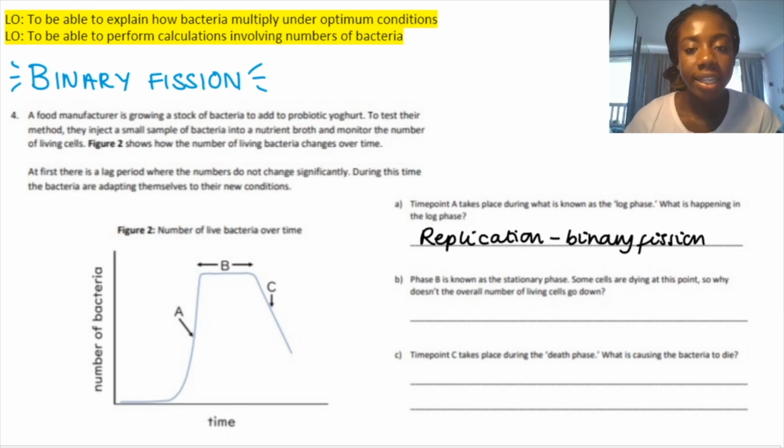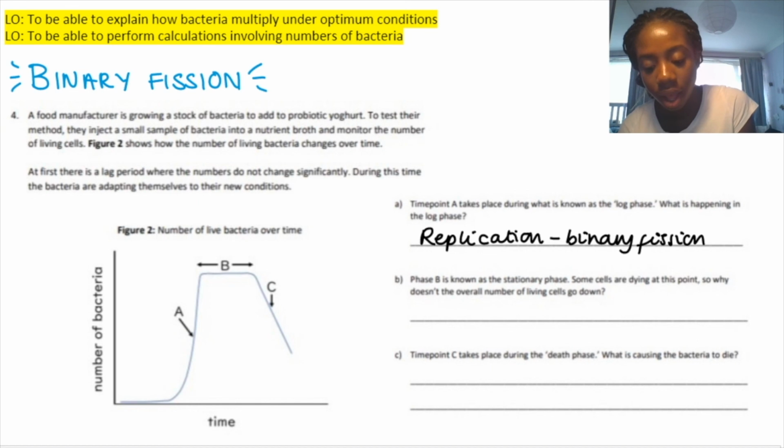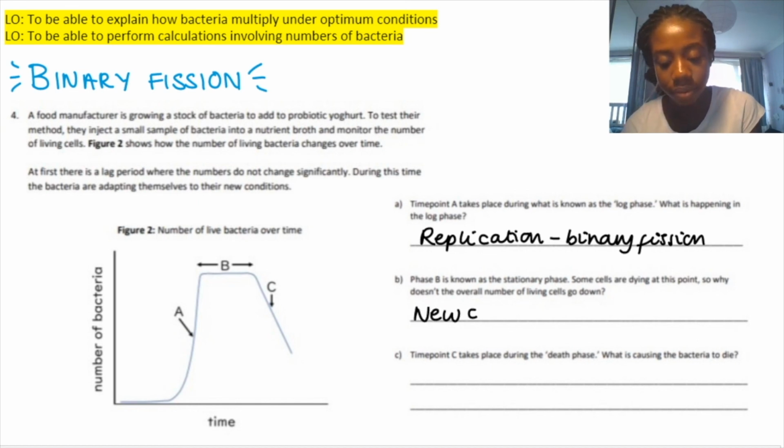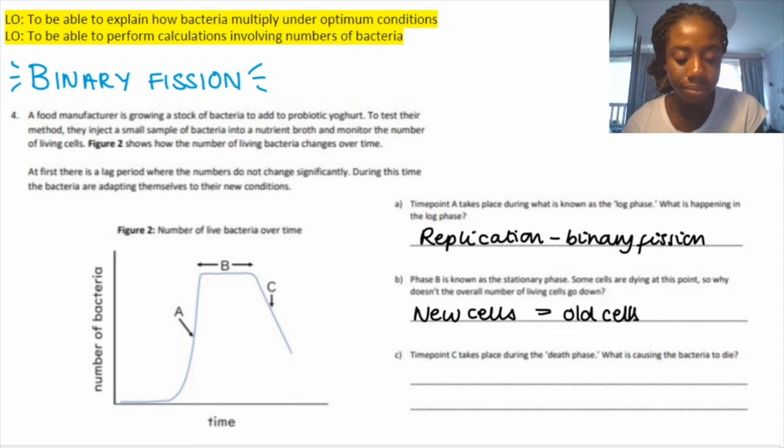Second part of the question is phase B is known as the stationary phase. Some cells are dying at this point, so why doesn't the overall number of living cells go down? So the question's told us that some cells are dying, but we also know from our answer in part A that cells are still replicating and reproducing. So therefore, if the overall number is not changing, we can deduce that the number of new cells being produced is roughly equivalent to the number of cells dying. So new cells kind of equal to old cells which are dying.